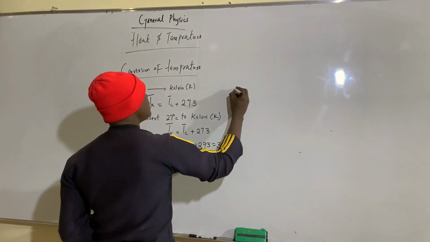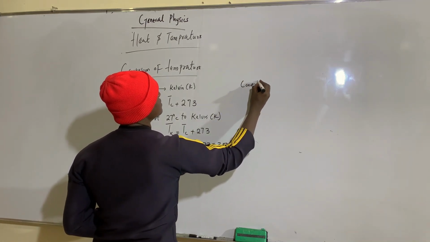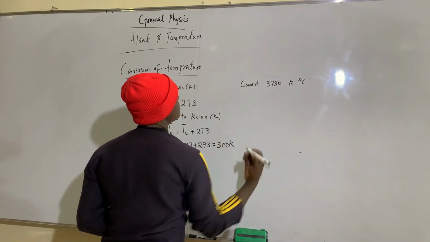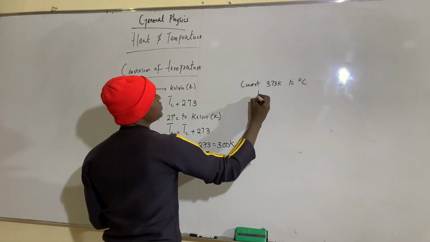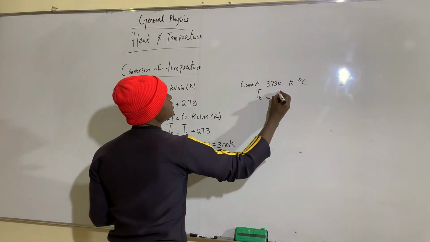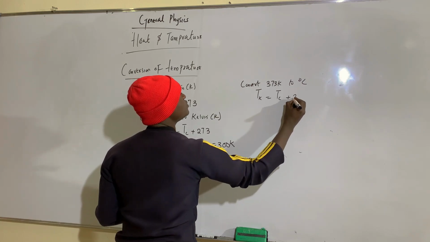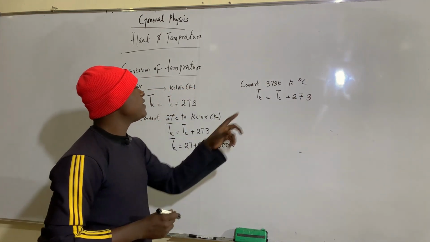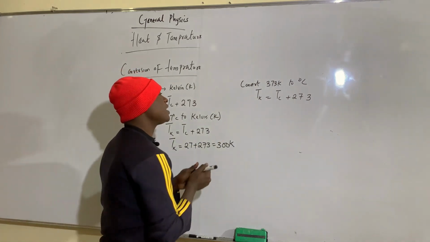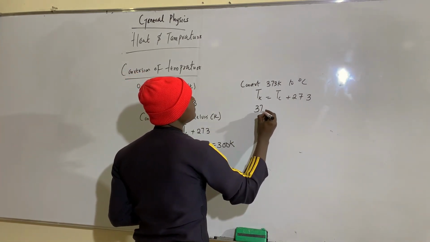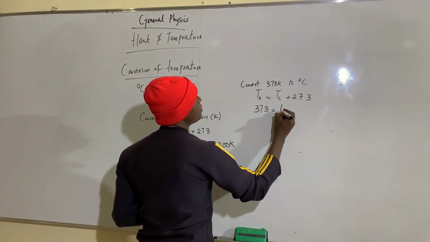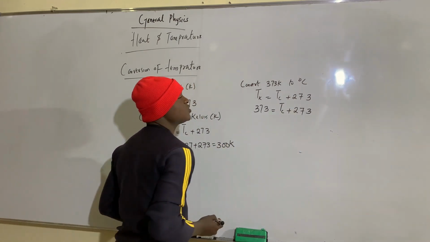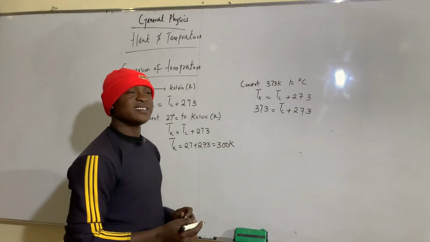Or maybe I was asked to convert from Kelvin to Celsius. Maybe they said convert 373 Kelvin to degrees Celsius. So I'll use the same formula that we have. Temperature in Kelvin is equal to temperature in Celsius plus 273. Now, from the problem, the value we have in Kelvin is 373. I can have 373 is equal to temperature in Celsius plus 273. So what is going to be the next step here? Yeah, correct, like terms.